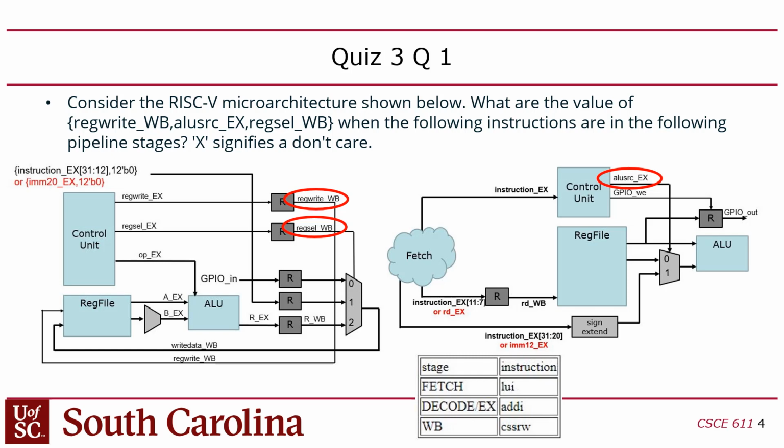And then the last question, or third question, has the same signals. In this case, we have different instructions. Write back is CSRW. So reg write WB for CSRW. Well, it depends on which CSRW we're doing, right?